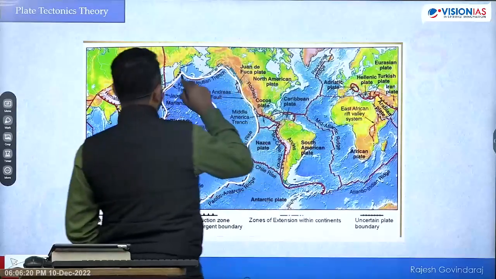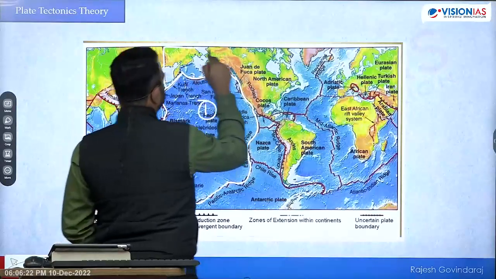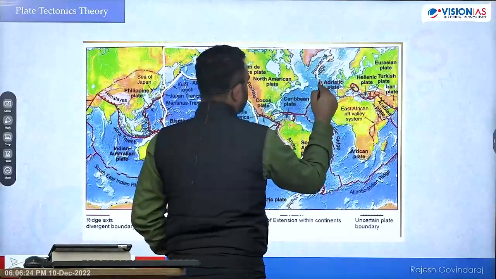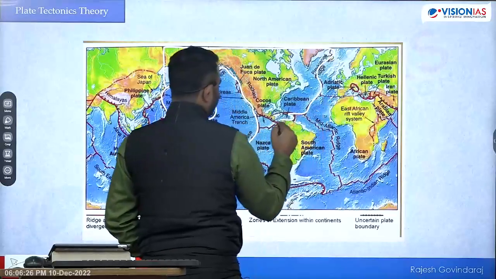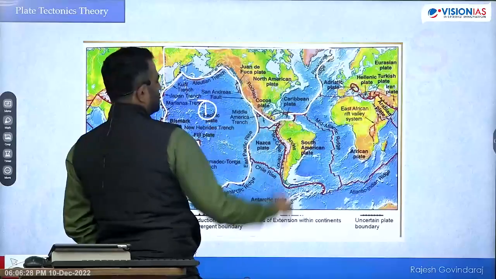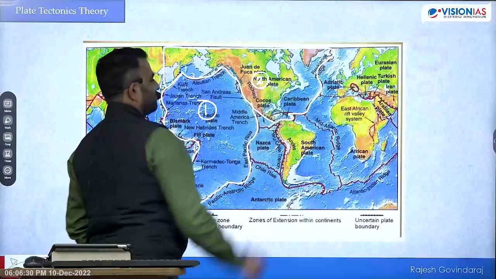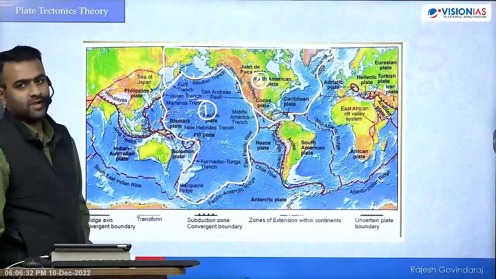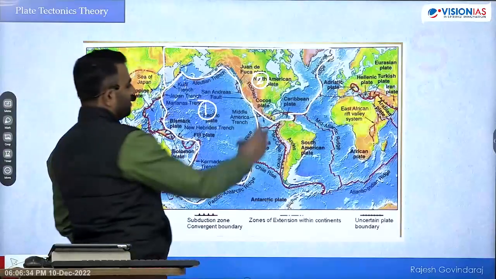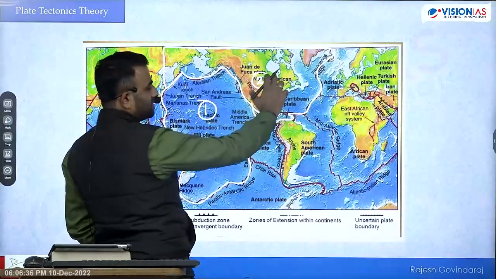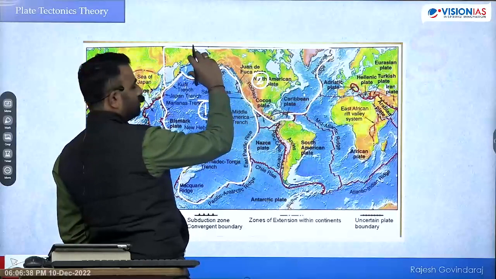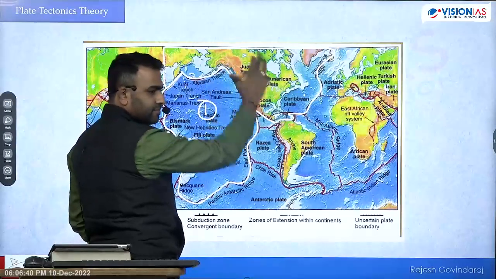Second one, you can see this one. This is the North American plate. In one part there is continental crust, another part there is oceanic crust. Here also in the middle there is oceanic crust, see. This is the North American plate.